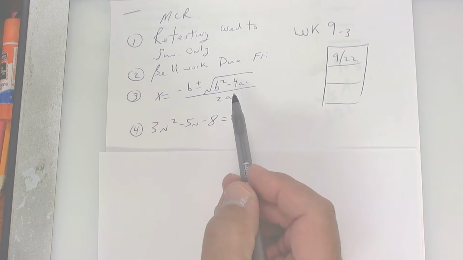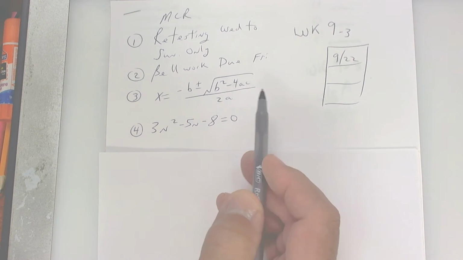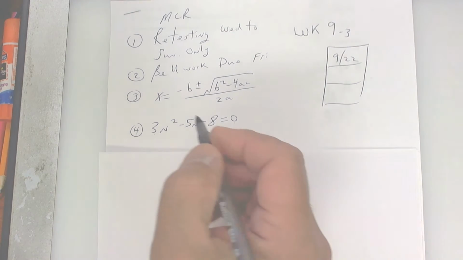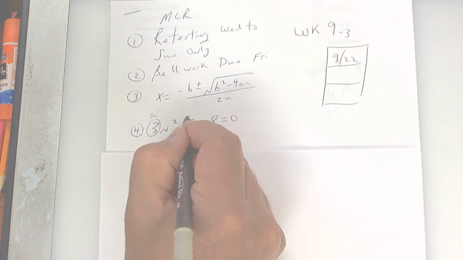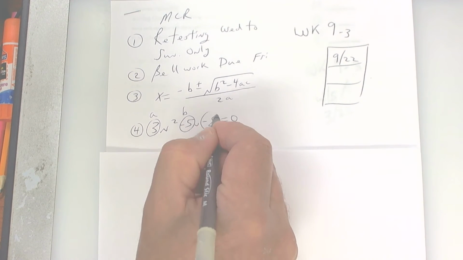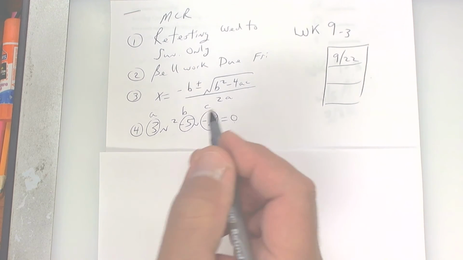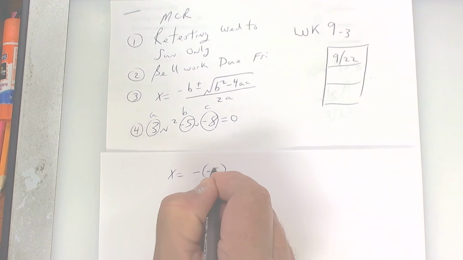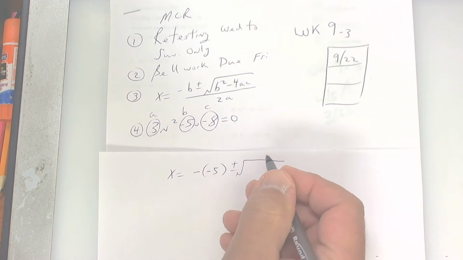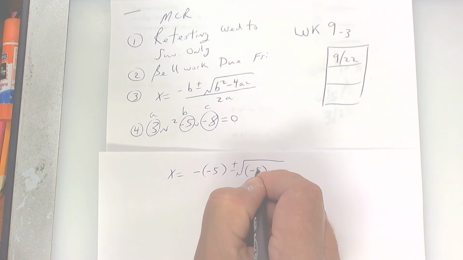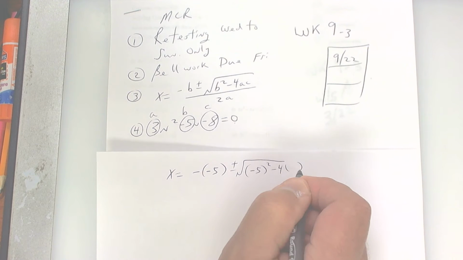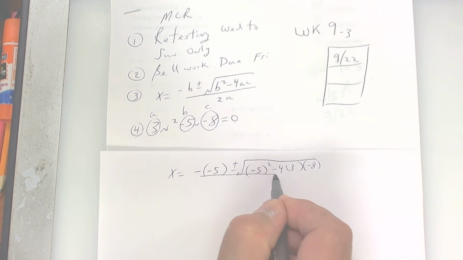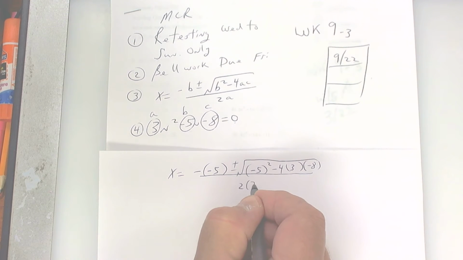Here is your formula. And you have to get it equal to 0. Well, it's already equal to 0. So this is your A, your B, and your C. So it's going to be x equals negative b plus or minus the square root of b squared minus 4 times A times C, all divided by 2 times A.